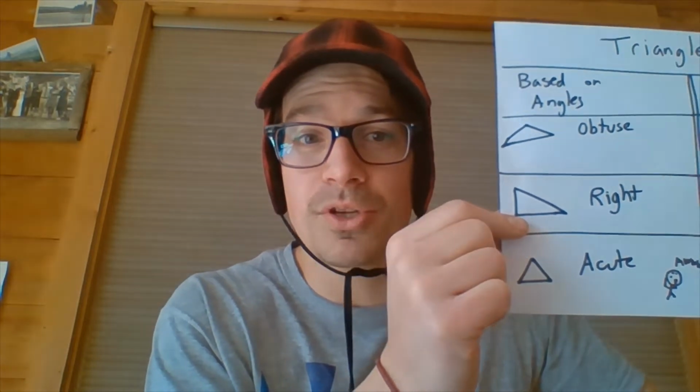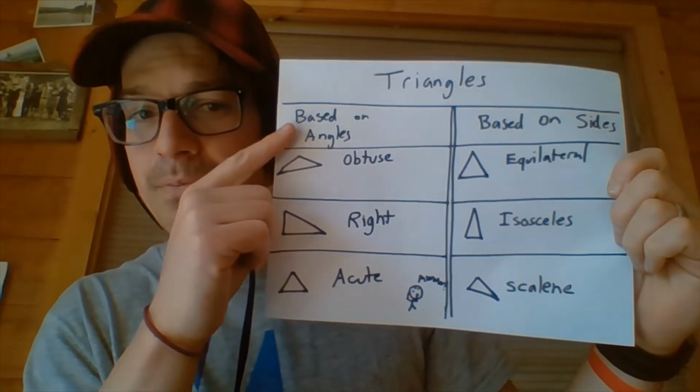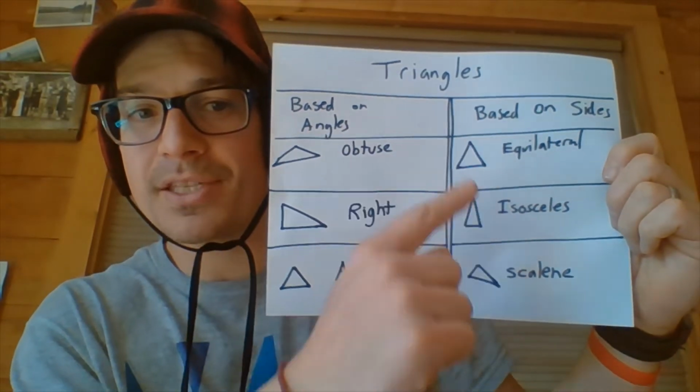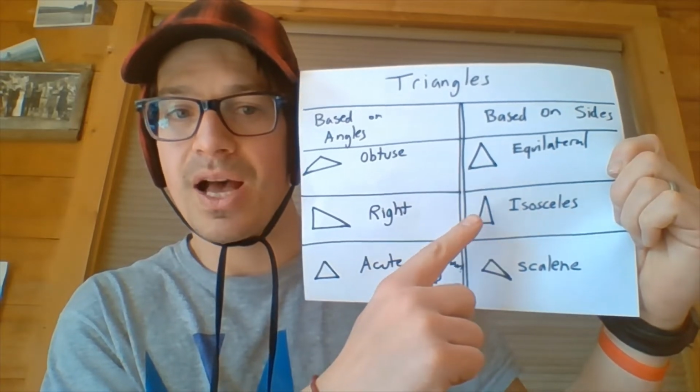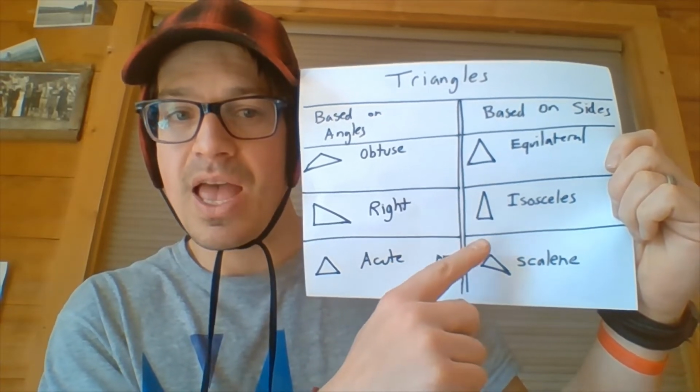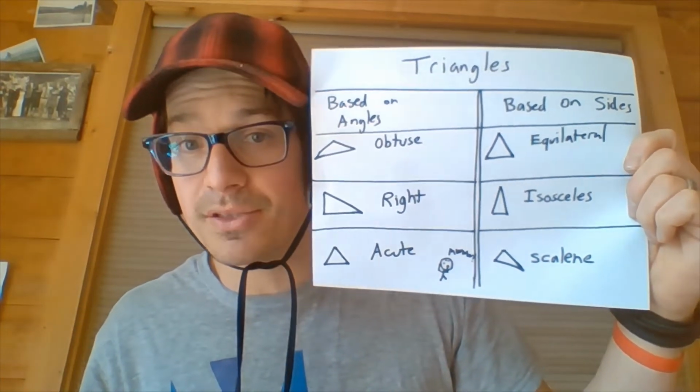Well, today, we're also going to add in triangles that are classified not based upon the angles they have, but based on their sides. We have equilateral triangles, isosceles triangles, and scalene triangles. So let's go through each one. I'm going to hold it up. You can pause the screen and get the notes down if you want.